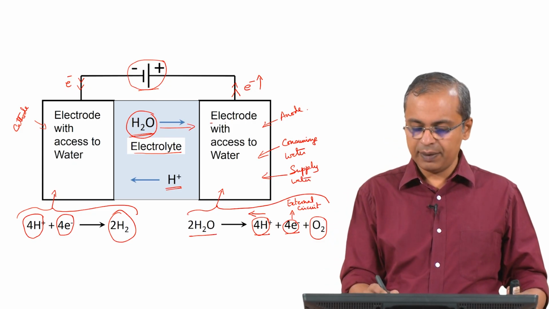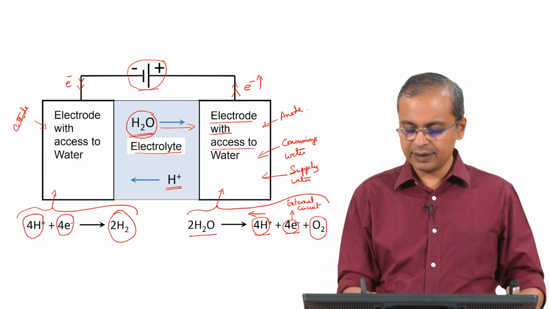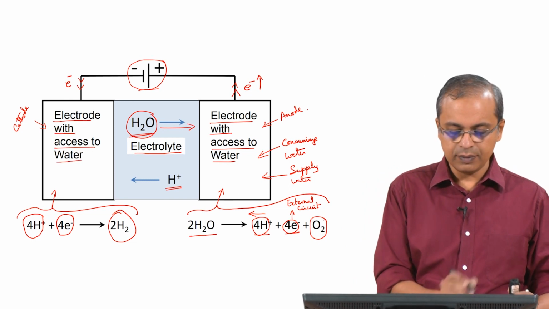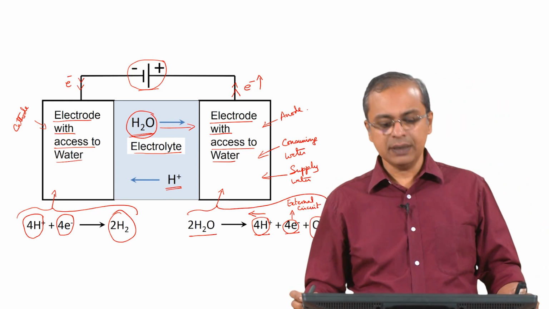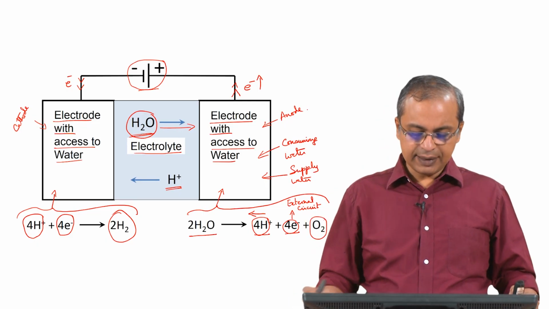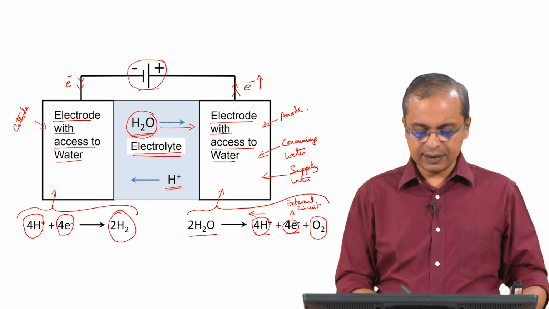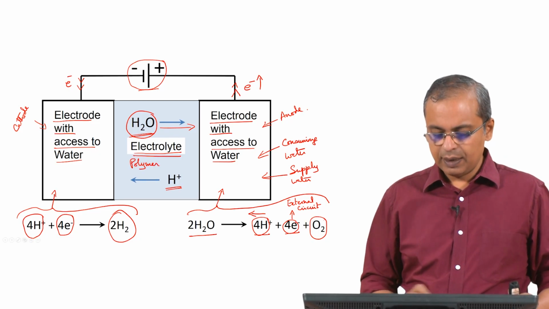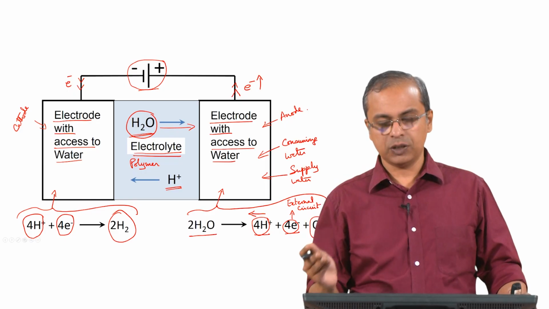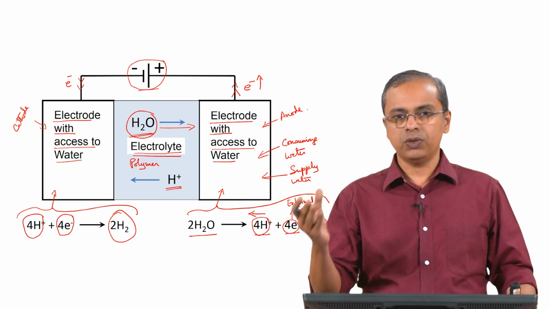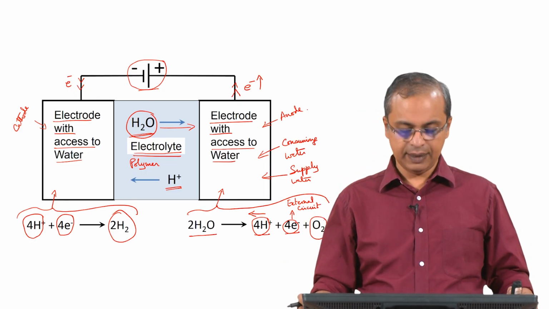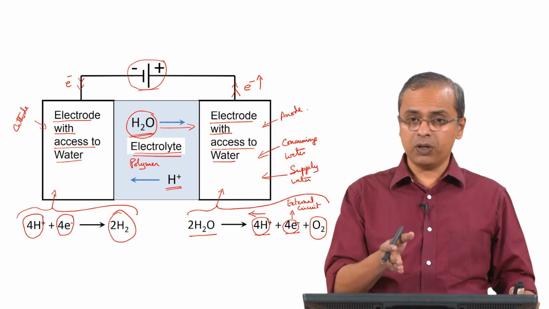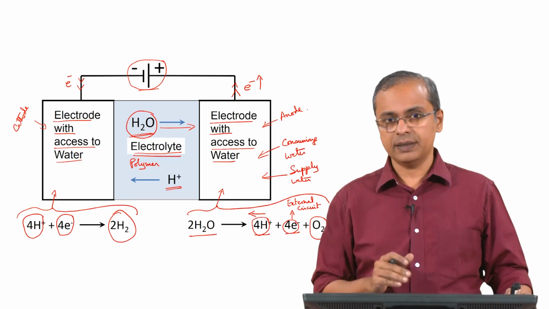That is what I mean by saying electrode with access to water. The same is true here also, electrode with access to water. Okay, so you do this. Usually in a system like this, the electrolyte that I have put in the middle is some kind of a polymer that is in a position to transport protons, and it is also in a position to transport water. So, it is a polymer of that nature, and because it is a polymer, it is a solid. It is a solid polymer.